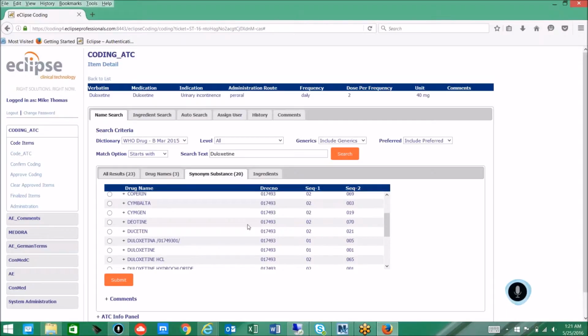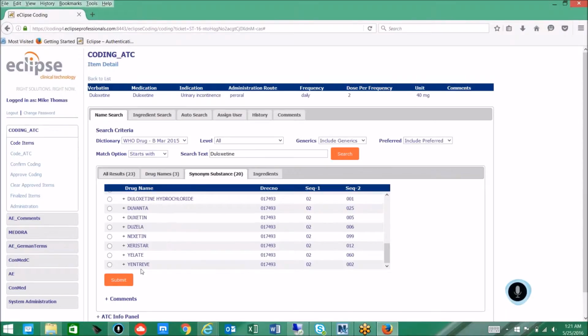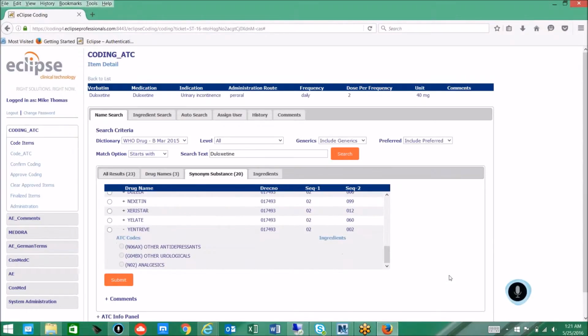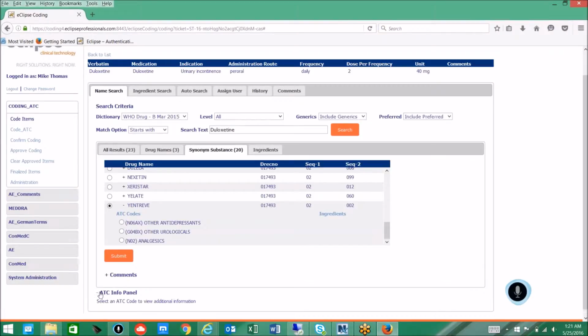But in this case, we vary by indication. If we're dealing with a major depressive disorder, we may expect the patient to be taking Cymbalta. We see antidepressants listed, but let's say we're actually dealing with urinary incontinence. We may expect the patient to be taking Yentriv. And we could code this instead to urologicals. Note that we do have to consider the indication very closely, as Cymbalta may also be used for diabetic neuropathic pain, so analgesics could also apply for Cymbalta. In this case, it's useful to have the related case or event information available to us to make such a determination.